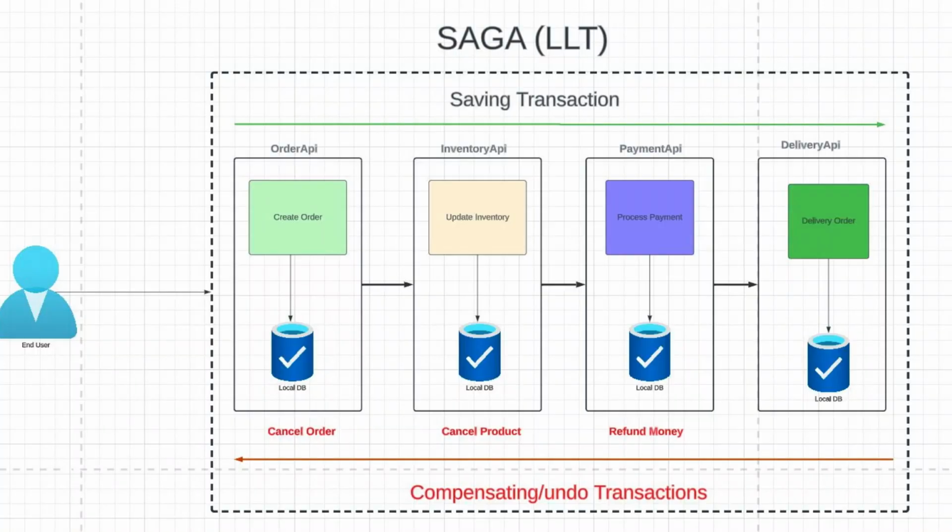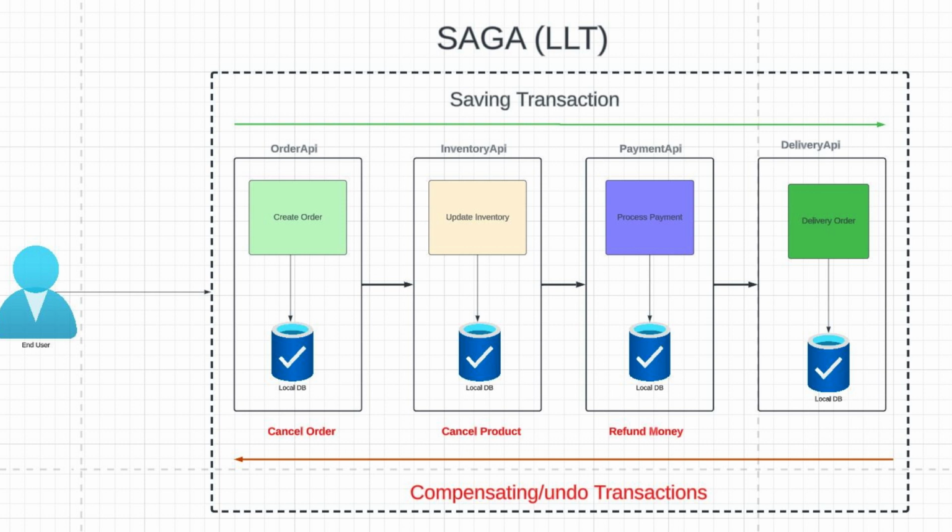Now, if you look at this diagram, you will see all these are different microservices, right? You will see the order API, and it has its local database. Then the inventory API has its own local database, the payment API its own local database, the delivery API its own local database, right? Now, let's understand how it will work if the Saga design pattern is implemented.